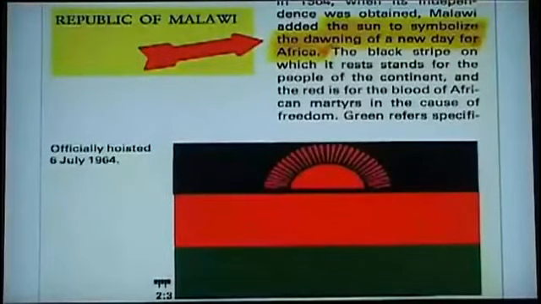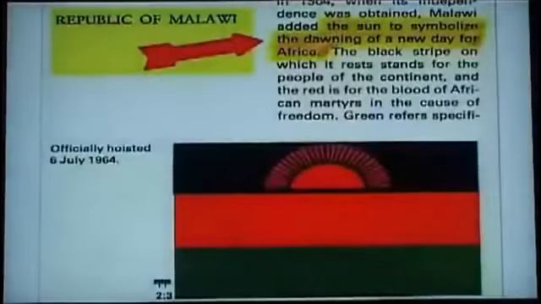A red sun, and it says, of course, red being communist, and the dawn is the symbol for the Illuminati. The sun to symbolize the dawning of a new day for Africa, and it was a new day for Africa. And Malawi was filled, once the communists took over, with bloodshed, blacks killing blacks, just massive murders of people.